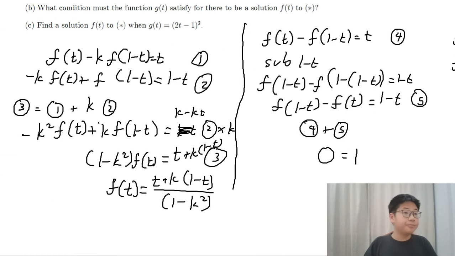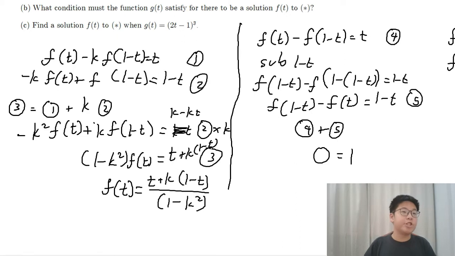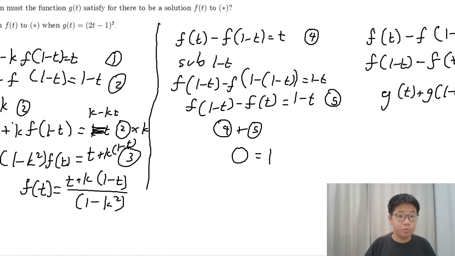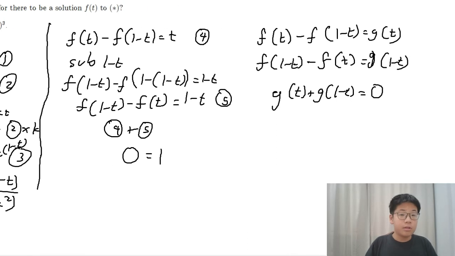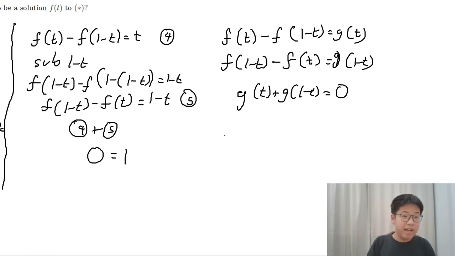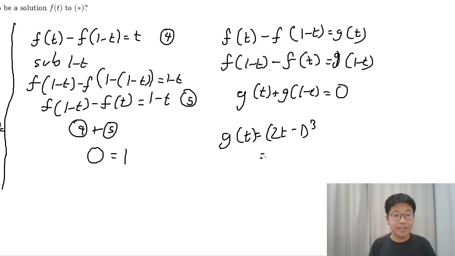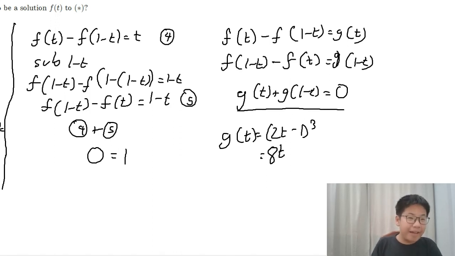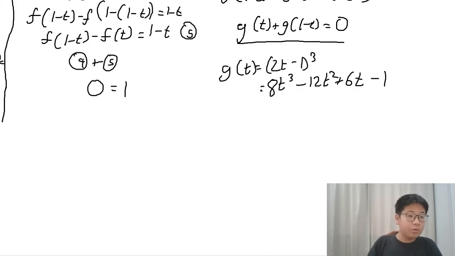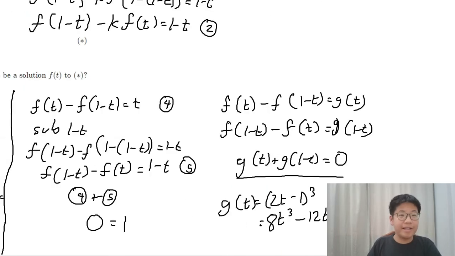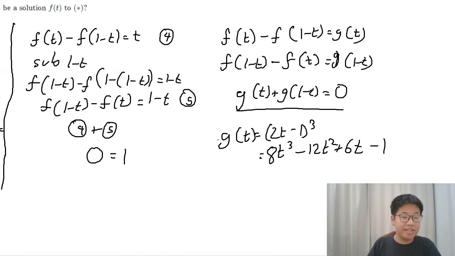Yes. So, find a solution f(t) when g(t) equals (2t minus 1) cubed. So, g(t) equals (2t minus 1) cubed. And the symmetry point is t equals half, which perfectly satisfies the condition we imposed on g(t). We are now going to expand (2t minus 1) cubed: 8t cubed minus 12t squared plus 6t minus 1.